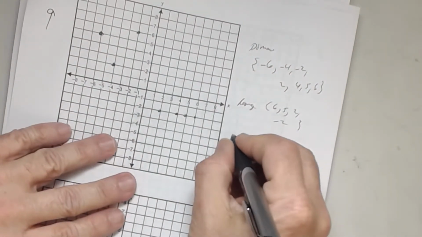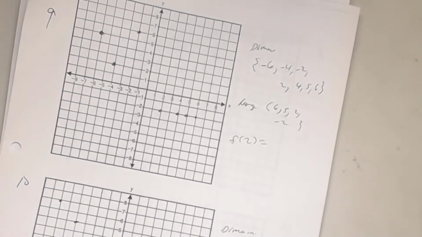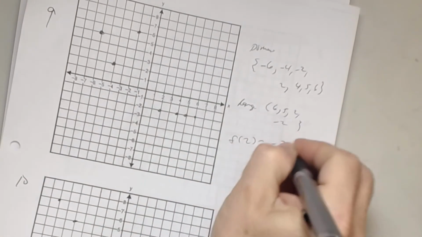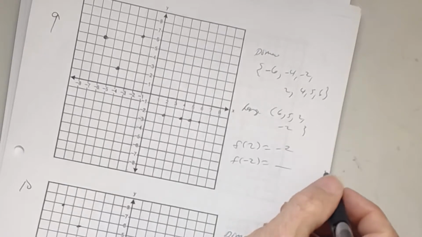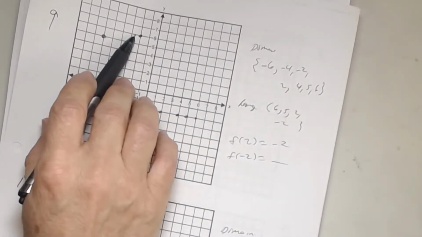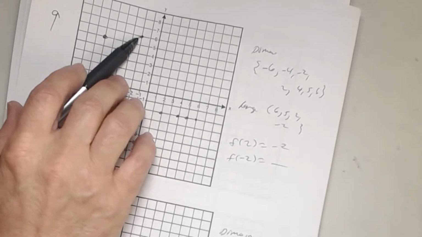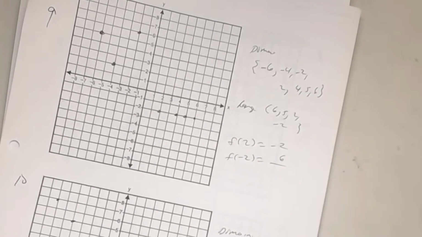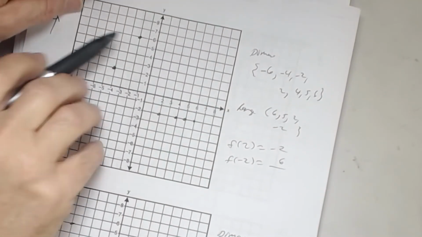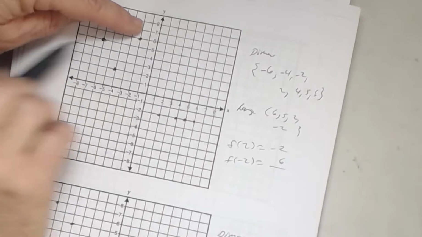So I'm going to ask you to find f of 2. What's f of 2? -2. What about f of -2? Nope, +6, right? When x is -2, what's the y value? 6. Someone said 2, so be careful. f of -2 is 6 because when x is -2, that's the point that goes with it right here. My y value is 6.